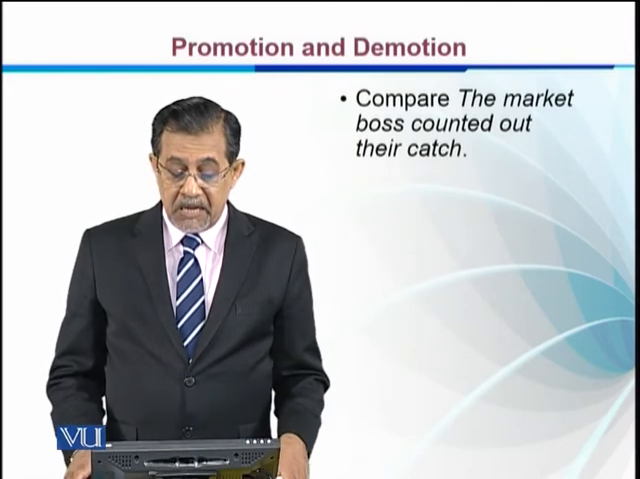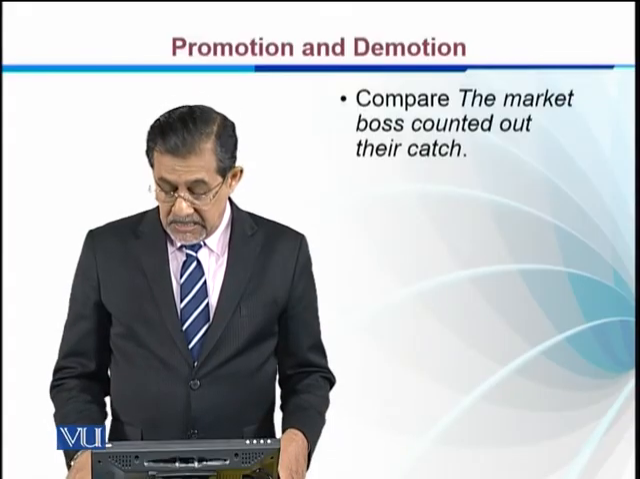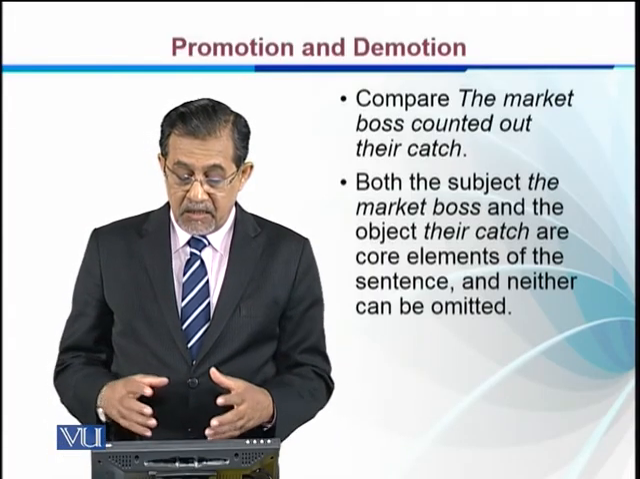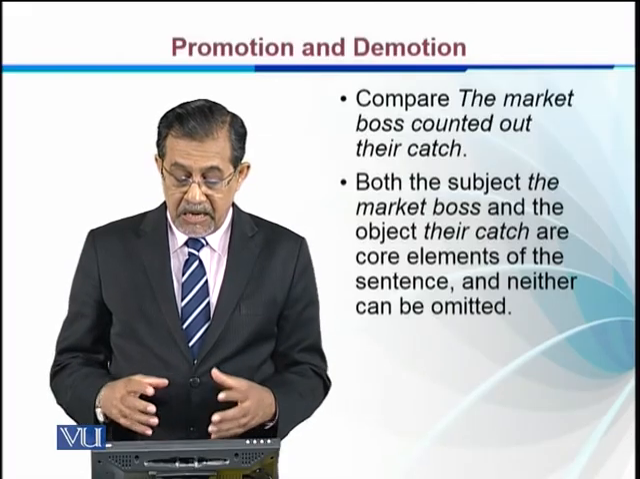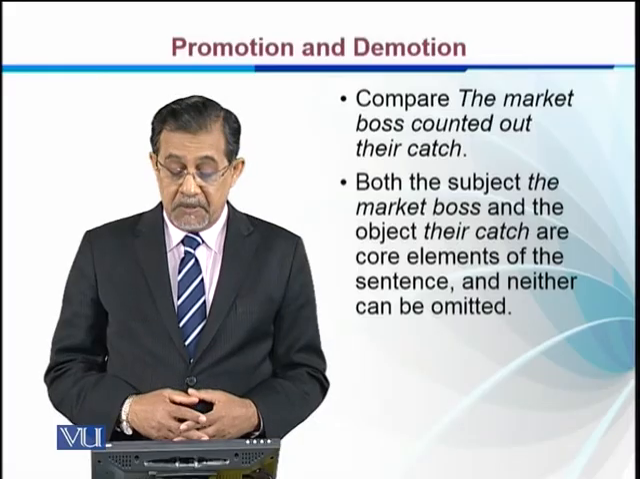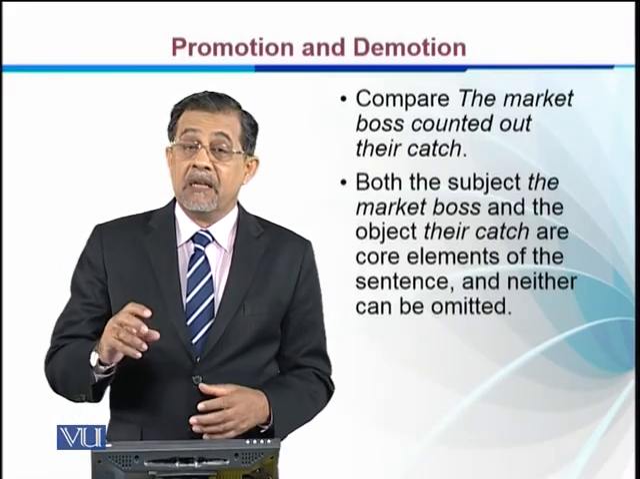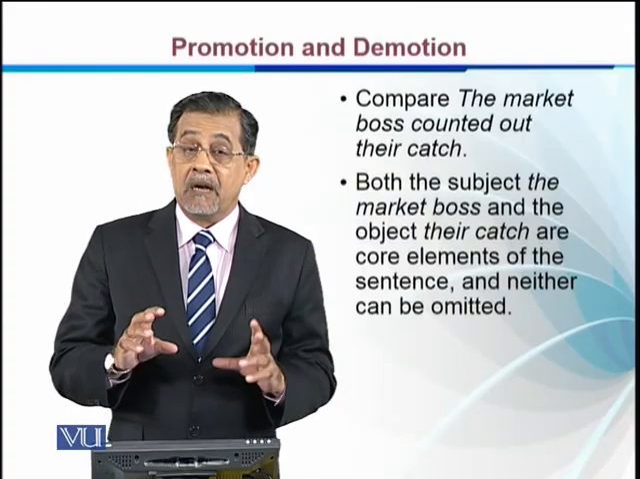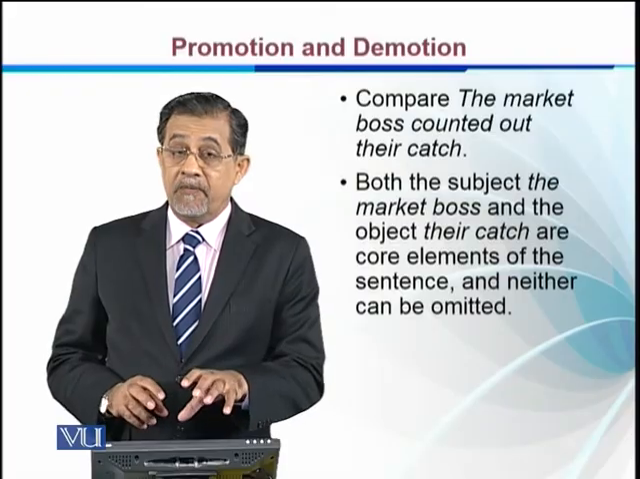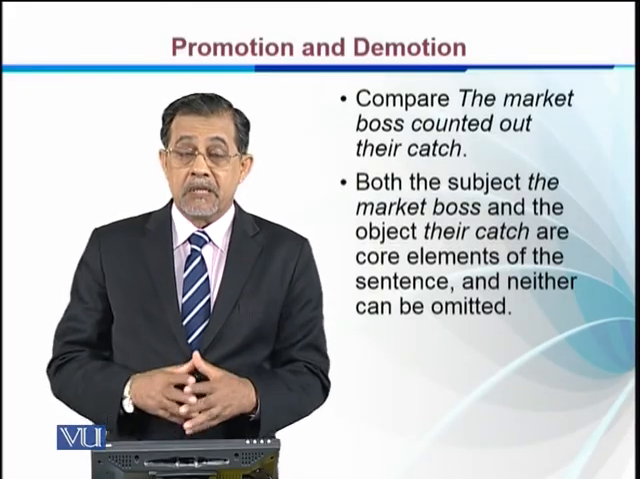So compare: the market boss counted out their catch. So this is active, and both the subject, the market boss, and the object, their catch, are core elements of the sentence, and neither can be omitted. So in this sentence, the market boss counted out their catch, the subject and object are not optional. They are very much to the core of the sentence.